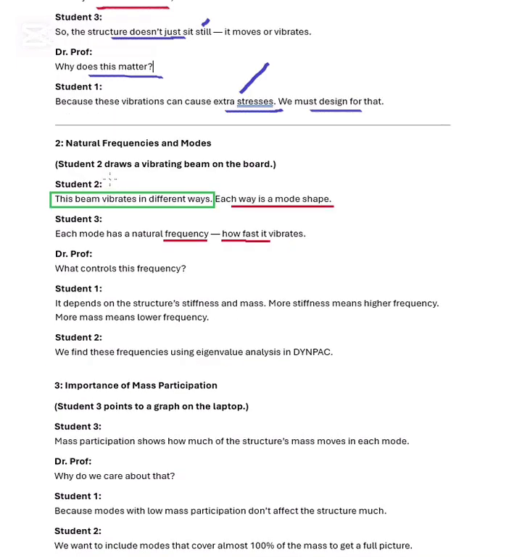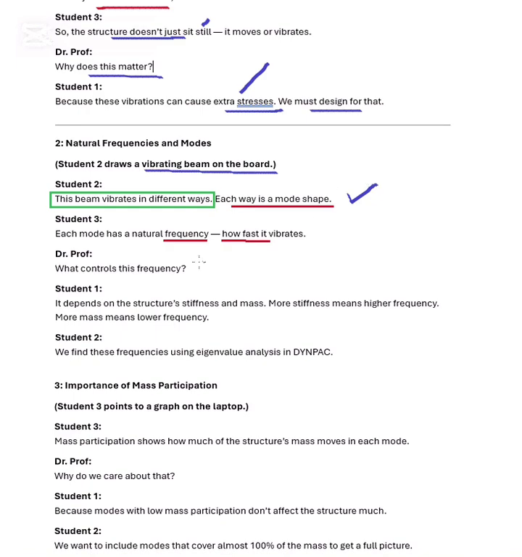Okay, so next we will discuss the natural frequency and modes. The beam vibrates in different ways. The second student draws a vibrating beam on the board. If you see, the beam vibrates in many different ways. That means there are different ways it is going to vibrate. So each way is called one mode shape.